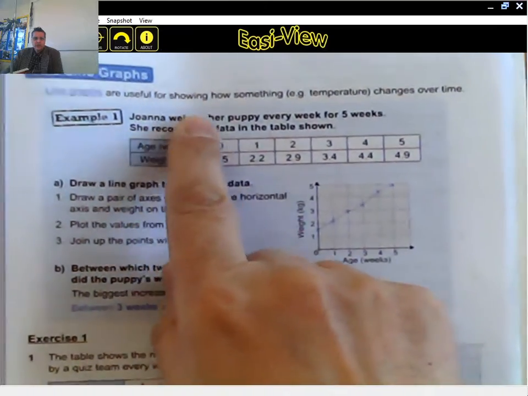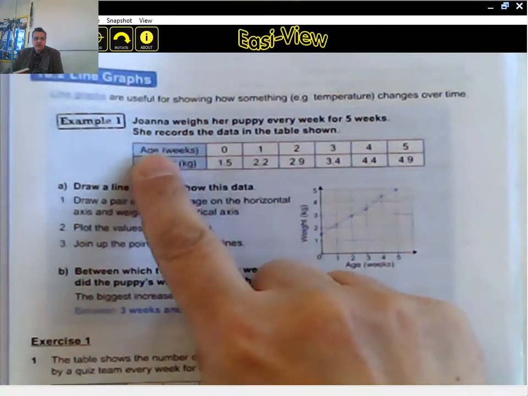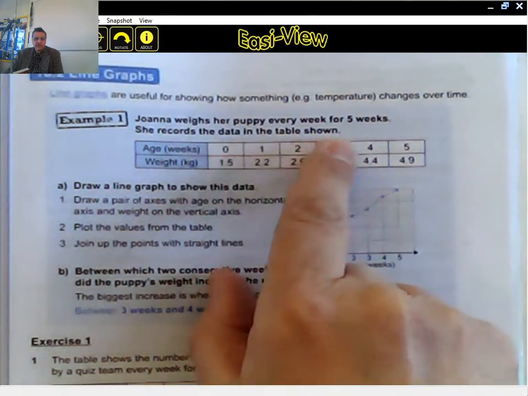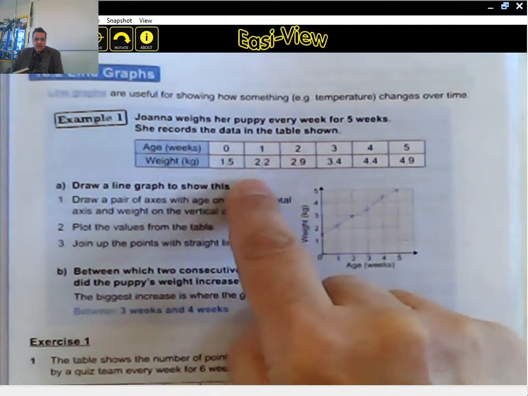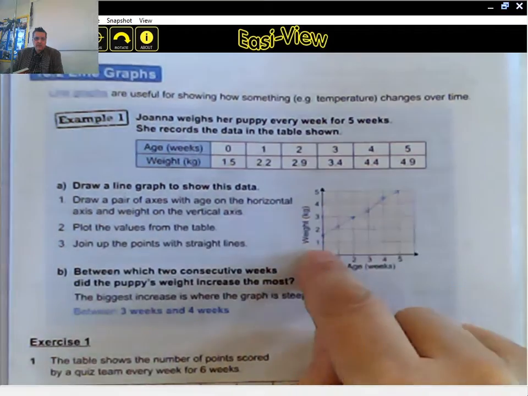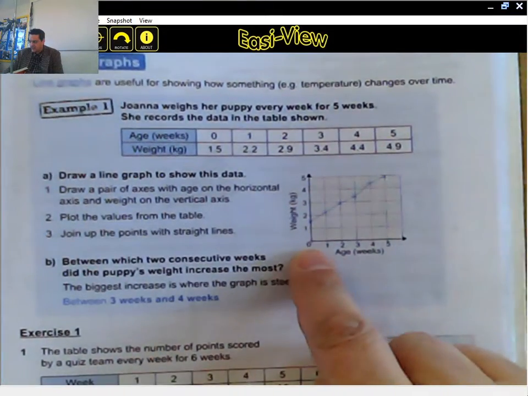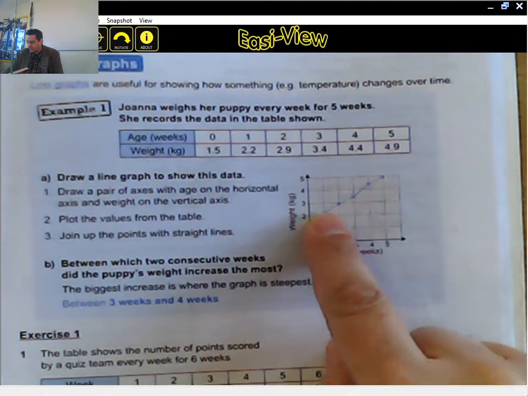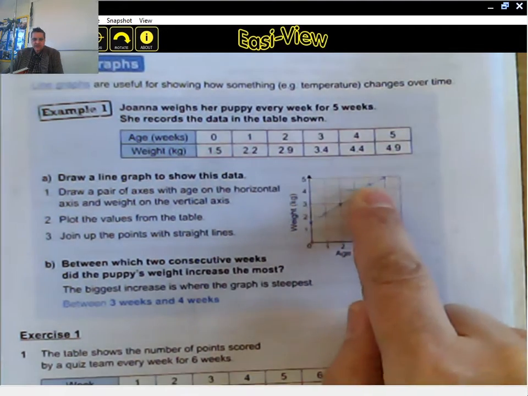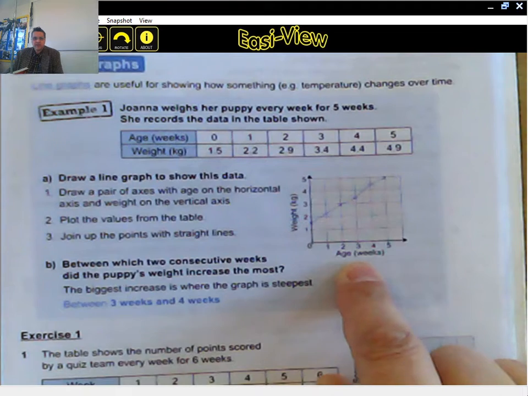So Joanna weighs her puppy every week for 5 weeks. She records the data in the table. So the puppy's just been born, the puppy's 5 weeks old, and this is the mass of the puppy. And all she's doing is plotting 0 weeks, 1.5 kilos, 1 week, 2.2, and we can see the mass of the puppy is increasing over time, and it's obviously growing.